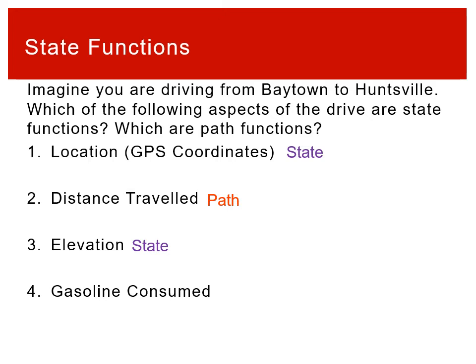There's an elevation in Baytown, there's an elevation in Huntsville. It doesn't matter if you take a road, or you go to Big Bend and do some mountain climbing on your way there and get up really high, or if you just go directly there. Relative elevation changes only depend on where you start and end. But say you go through the mountains, your gasoline consumed is going to vary. So that would be a path function. When we're looking at state functions, we really only care about the beginning and the end.